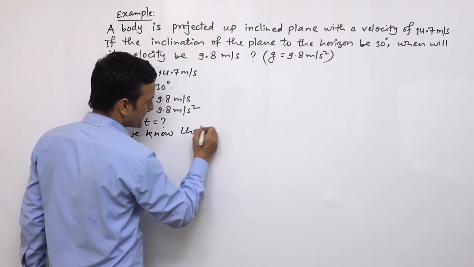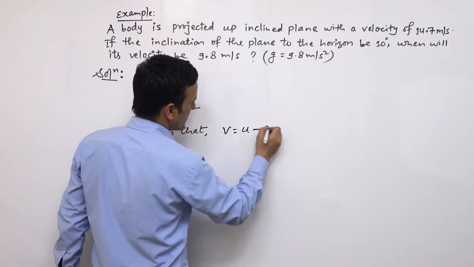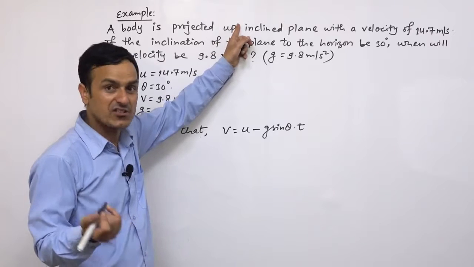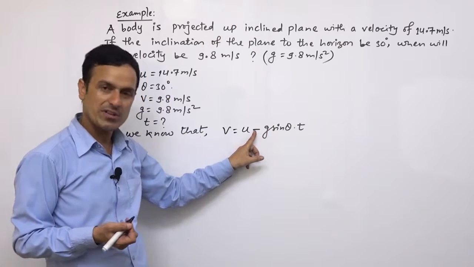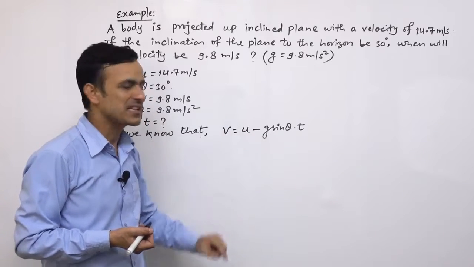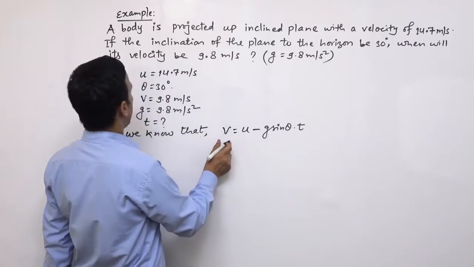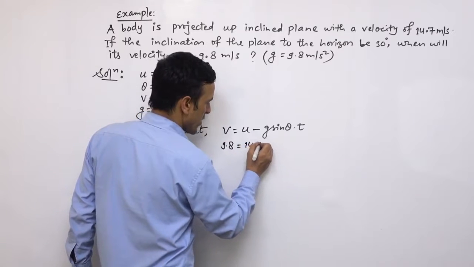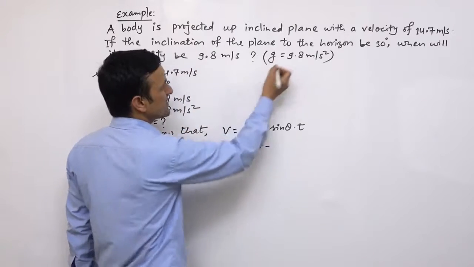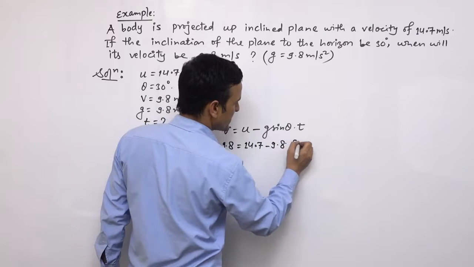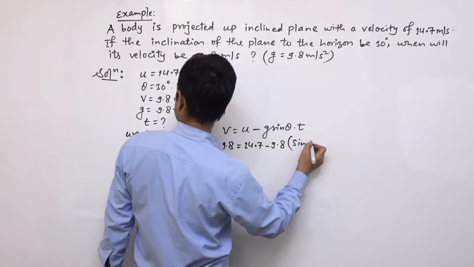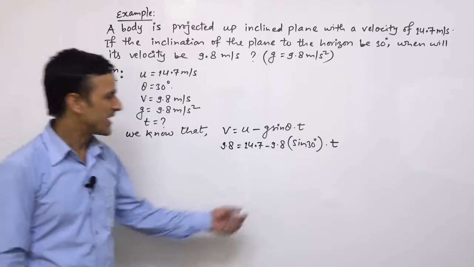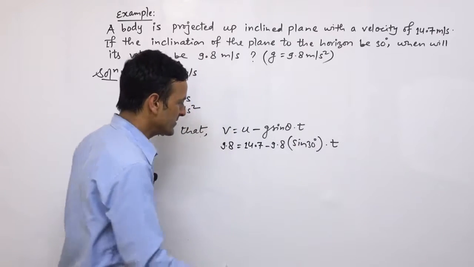We know that v is equal to u minus g sin theta into t. So the body is projected up against the gravity. So the acceleration due to gravity is always negative. So write down negative sign, and the formula is same as previous question. So the value of v is 9.8. Value of u is 14.7, and value of g is 9.8, and sine theta means 30 degree. So it is sine theta, and time is unknown. So we can write down the value of sine 30 from the trigonometric table.